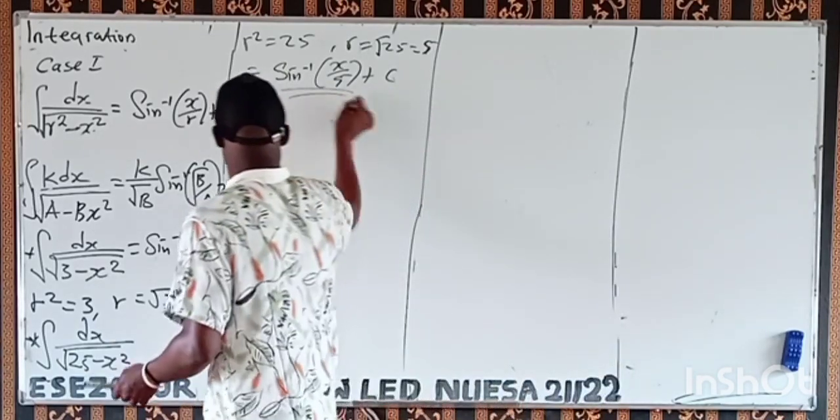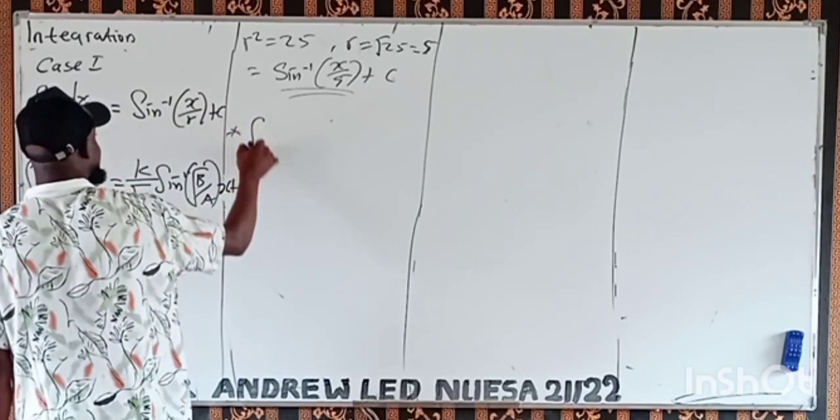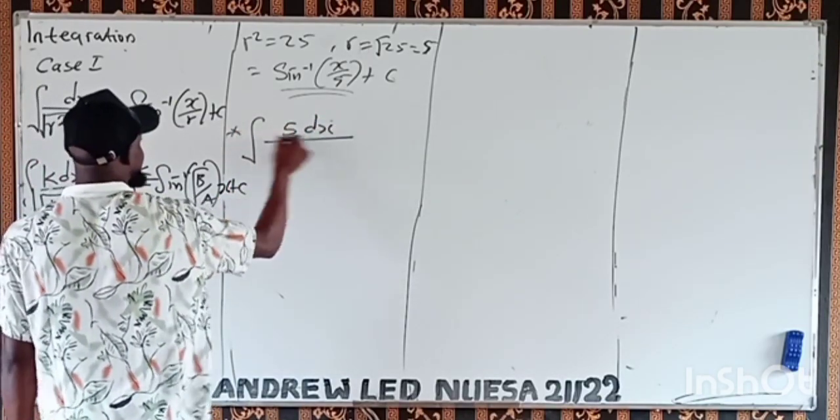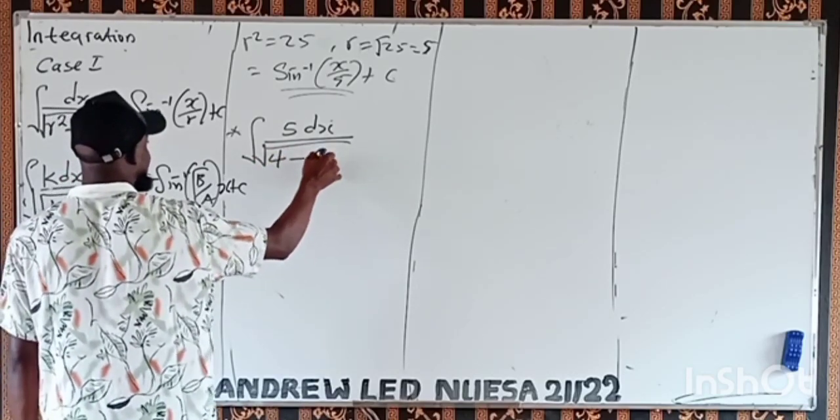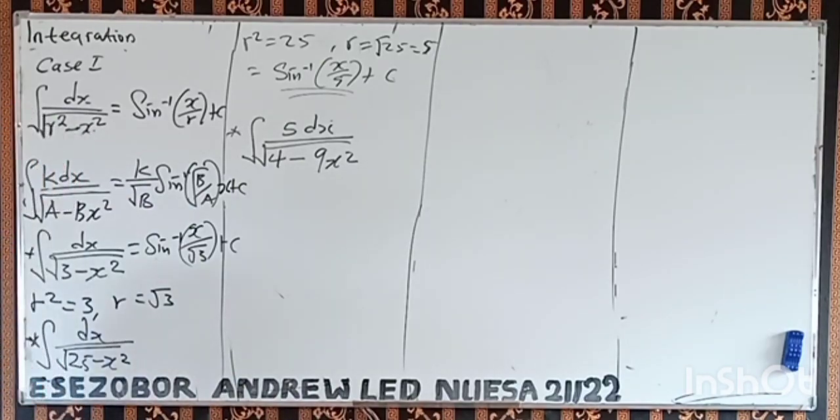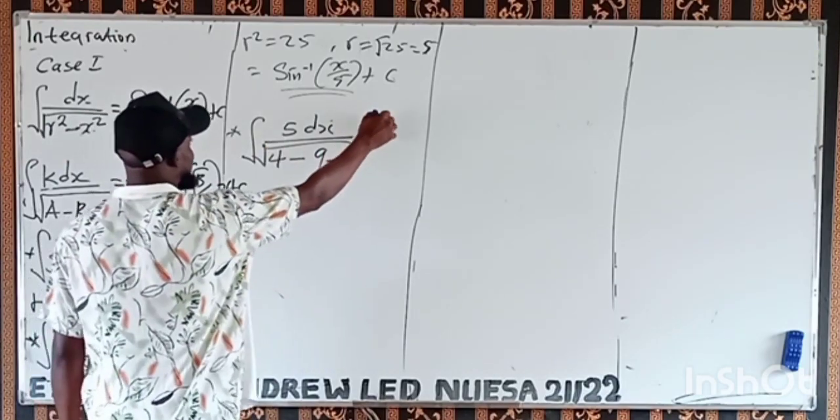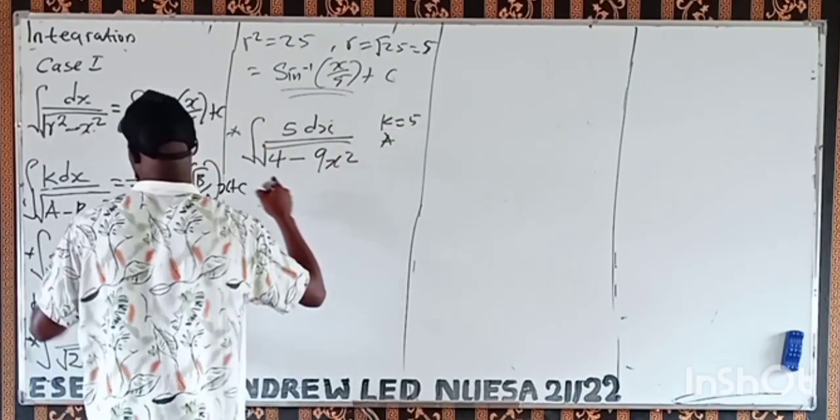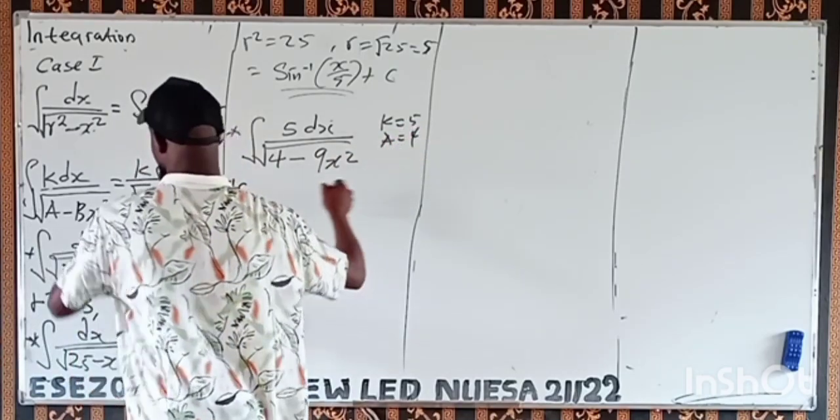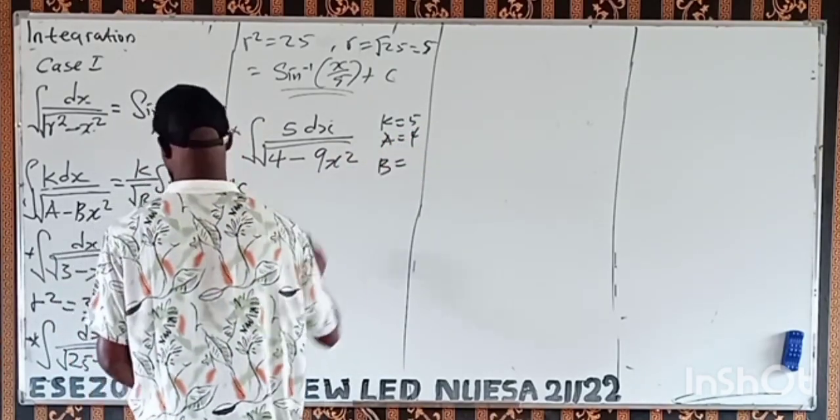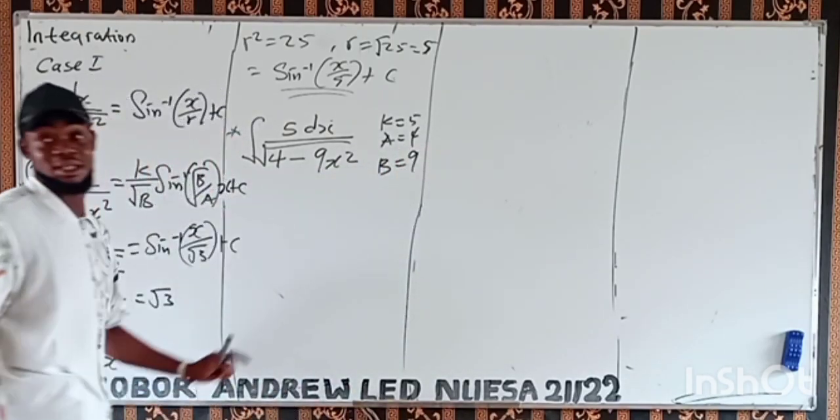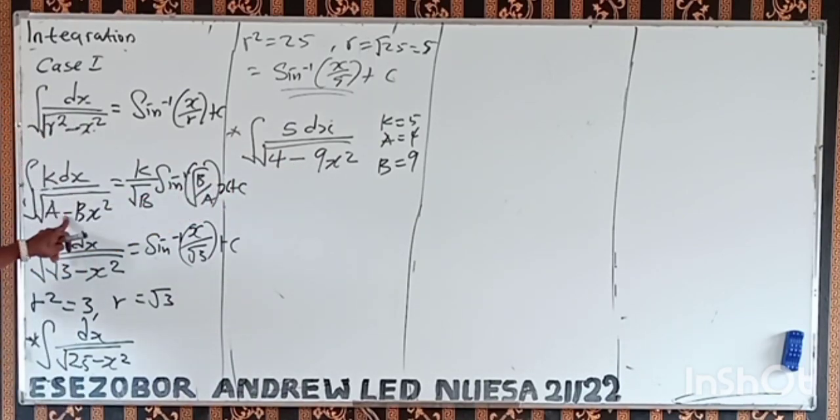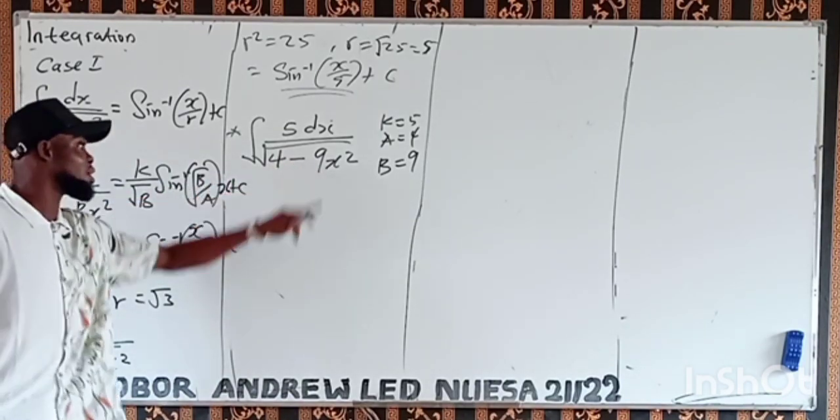Then let's look at another one. Let's say the integral of 5 dx all over 4 minus 9s squared. This one now falls into this other one. Here k is equal to 5, a is equal to 4. What is b equal to? Is it minus 9 or 9? Minus is equal to minus, so b is equal to 9. The minus has to be taken care of. b is now 9.